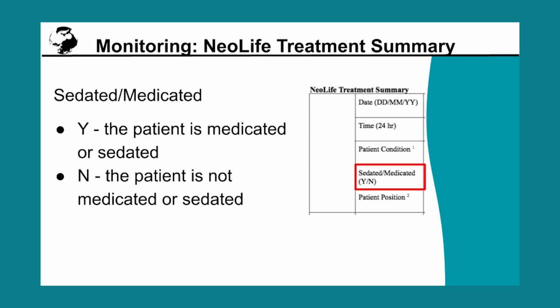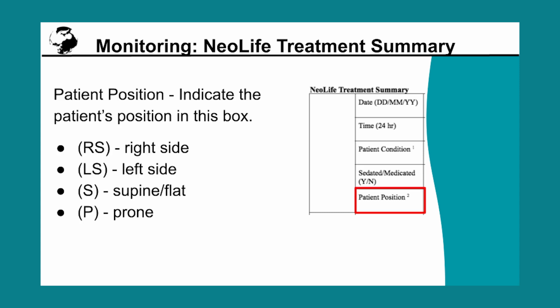The healthcare provider also records if the baby is currently sedated or medicated. Finally, the patient's position is recorded. Here, the caregiver may indicate if the baby is lying on their left side, right side, supine, or prone. Once the provider is finished documenting the patient information, they may begin recording the ventilator settings. Patients should be monitored closely, and ventilator checks should be performed at least every 2 hours. If adjustments are made to the ventilator settings, the initial settings should be first documented, followed by the changes.